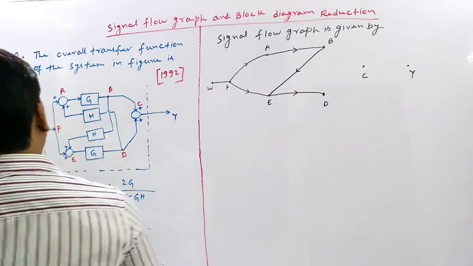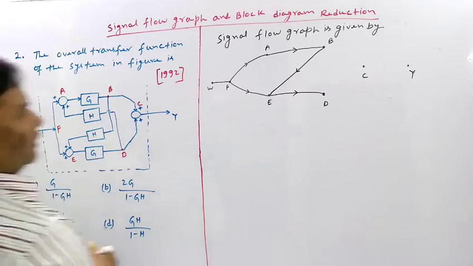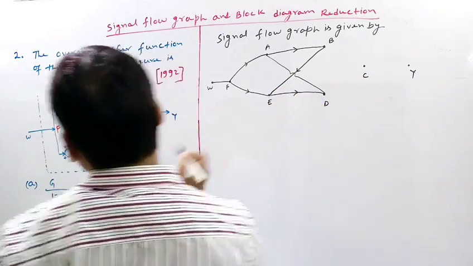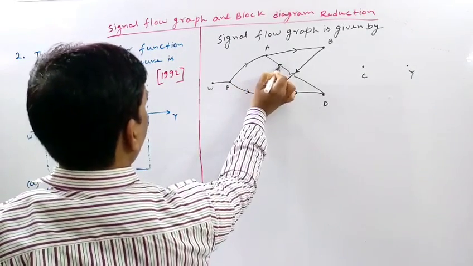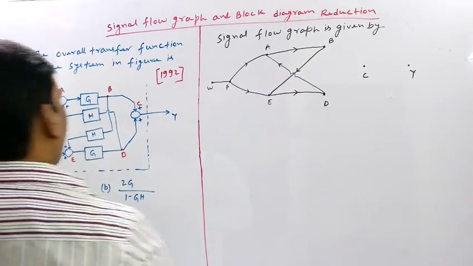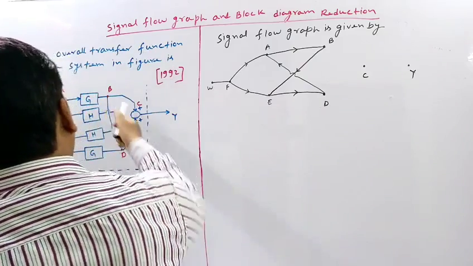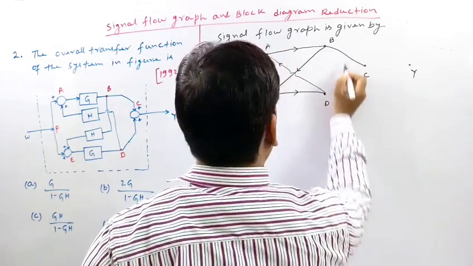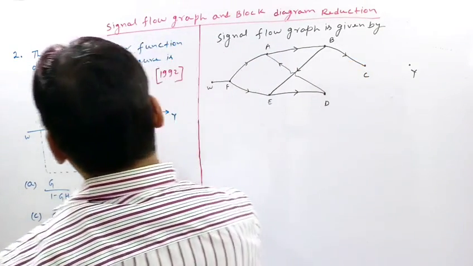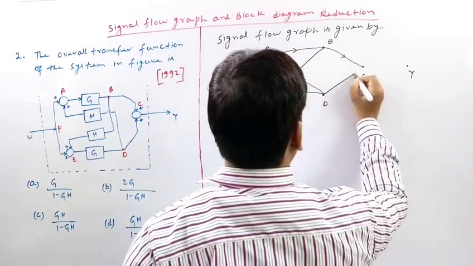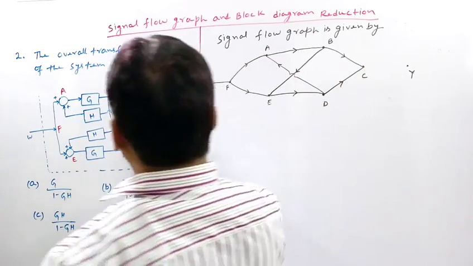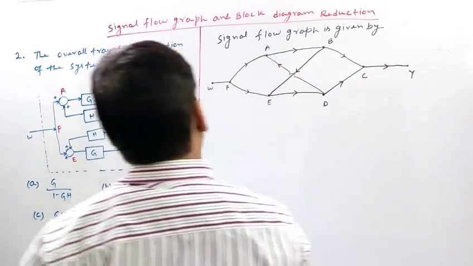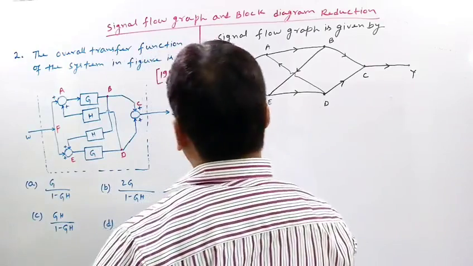Again A is joined by D. So again A is joined by E. So again B is joined by C. So this B is joined by C. And D is joined by C. And this C is joined by Y. So now our block diagram, our signal flow graph is complete.